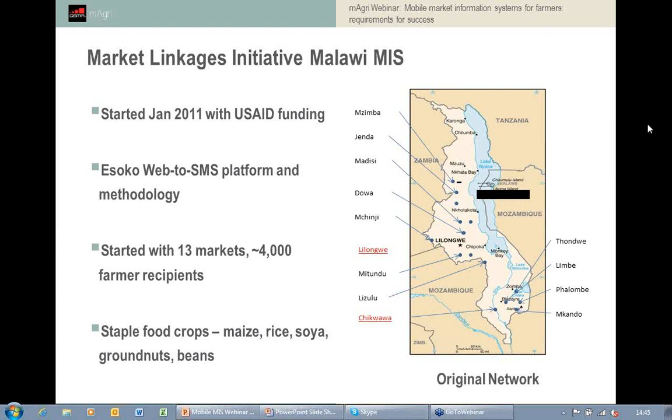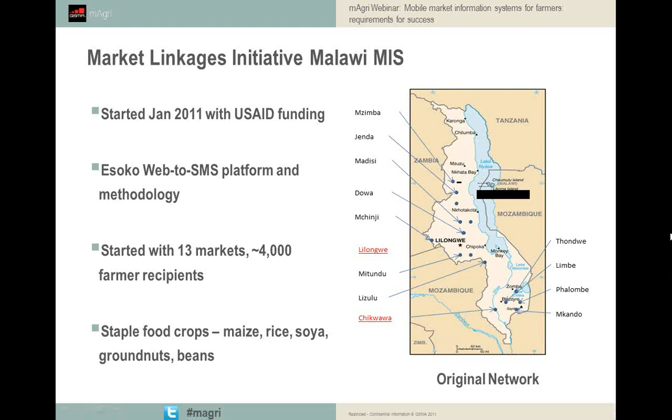Yeah. We started about a year ago, or about a year and a half ago, in Malawi with USAID funding to develop an MIS for smallholders in Malawi. We purchased the Esoko Web to SMS platform as a sort of off-the-shelf product, which would give us the technology and the methodology for running the MIS, which we felt very important given the time constraints that we had.